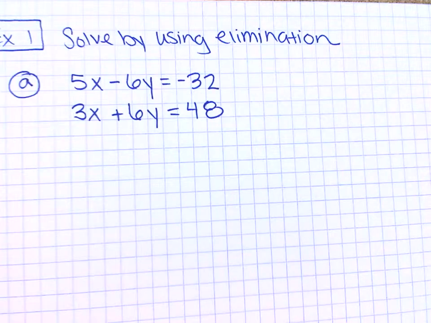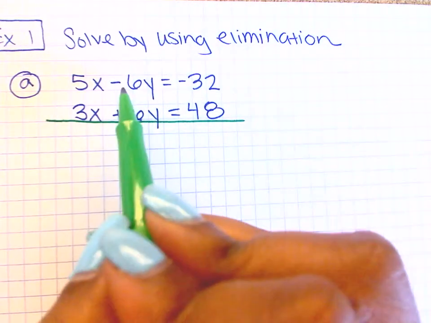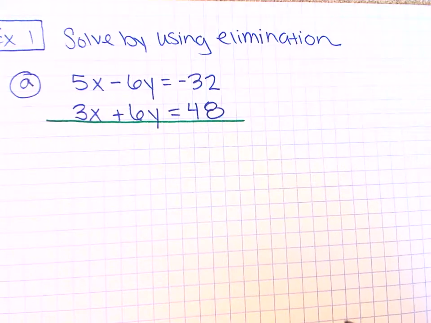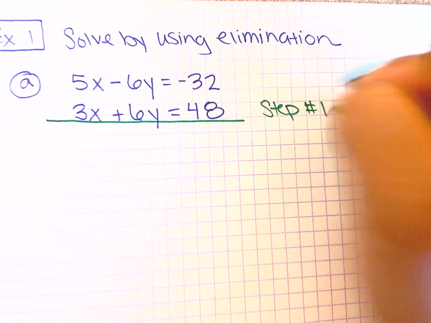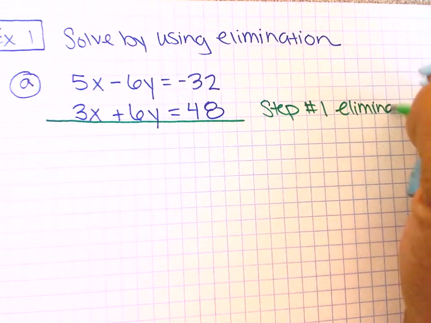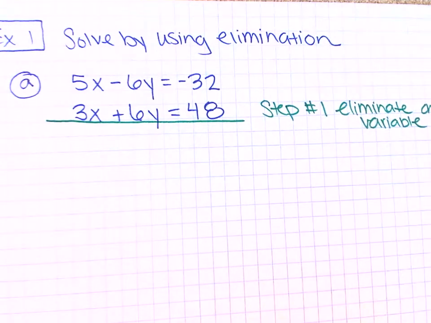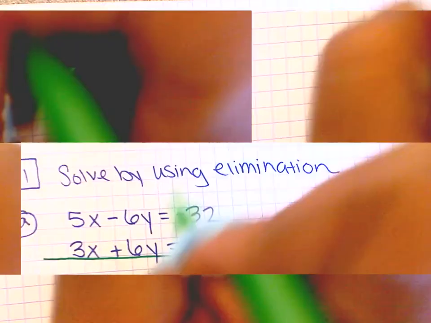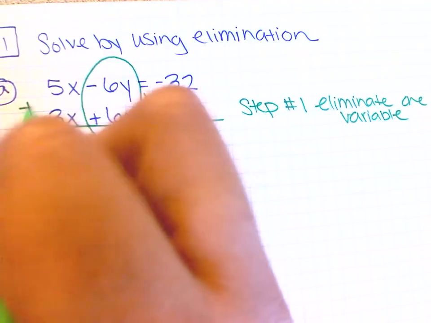So step 1 tells me to eliminate one variable. Well, I'm going to look at this and I can see that I can already eliminate one variable because negative 6y plus 6y is 0. Okay, so go ahead and write next to it. Step number 1, eliminate one variable. So I'm going to eliminate right here. Negative 6y plus 6y is 0. And I'm going to do that by adding.